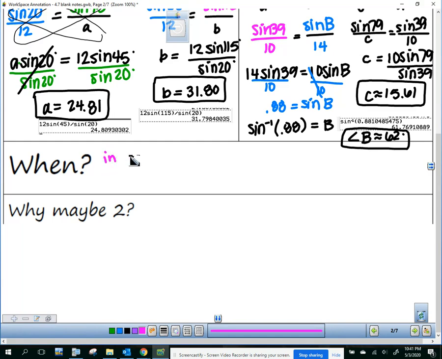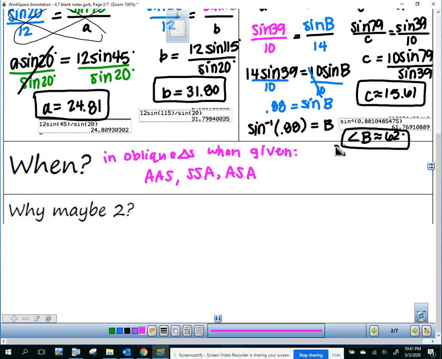In oblique triangles, when you are given angle, angle, side, side, side, angle, or angle, side, angle. Those are the three scenarios of the given parts that will allow you to use law of sines, because you have to know an angle and a side opposite it to be able to set up the ratio.